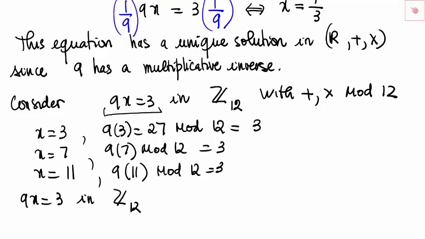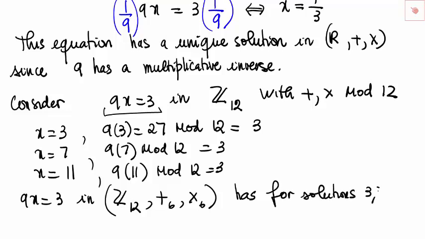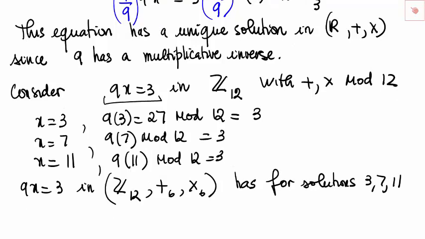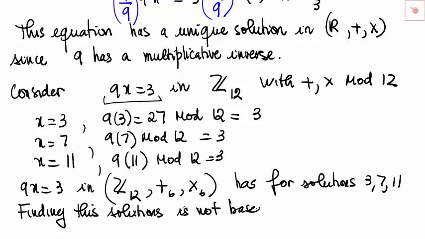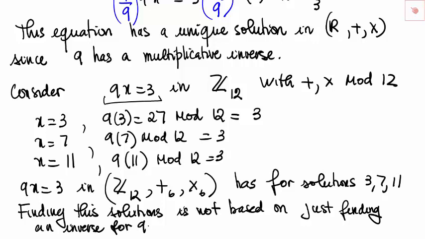So the same equation, 9x is equal to 3, in Z12 endowed with addition modulo 12 and multiplication modulo 12 has four solutions: 3, 7, and then 11, okay? And finding these solutions, the process used in finding the solution is not based on just finding an inverse for 9.